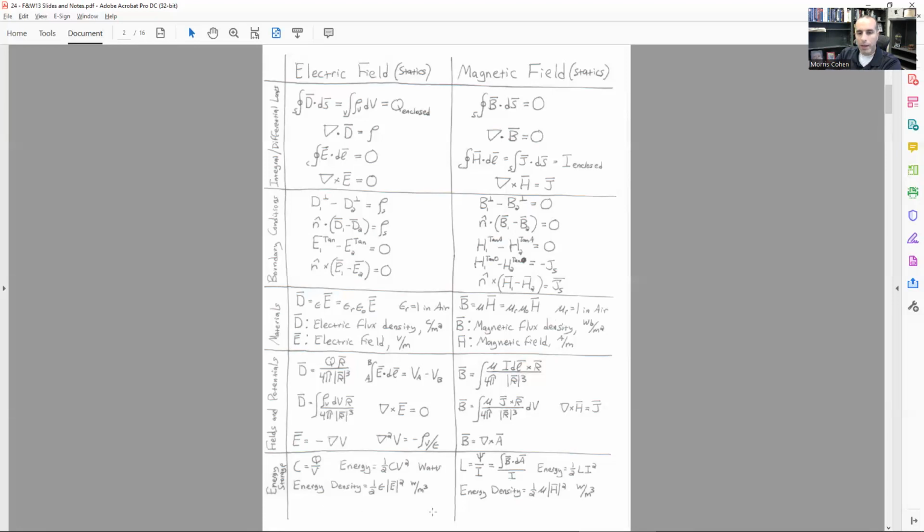The last thing I want to highlight, I'm going to skip this fields and potentials right here, but the last thing I want to highlight is the energy storage. And for electric fields, we have this concept of capacitance, that if you have two conductors that are storing some amount of charge and you have a voltage difference between them, the energy stored is going to be equal to 1/2 times CV squared, where V is the voltage and C is the capacitance.